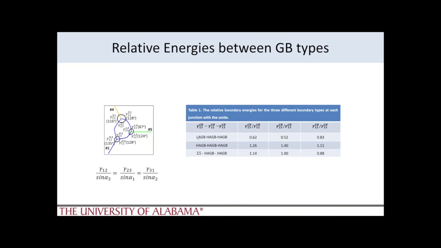And again, what you see is that you can get a deeper understanding of how specific boundaries may be contributing to different forms of oxidation and how that evolves in a microstructure.